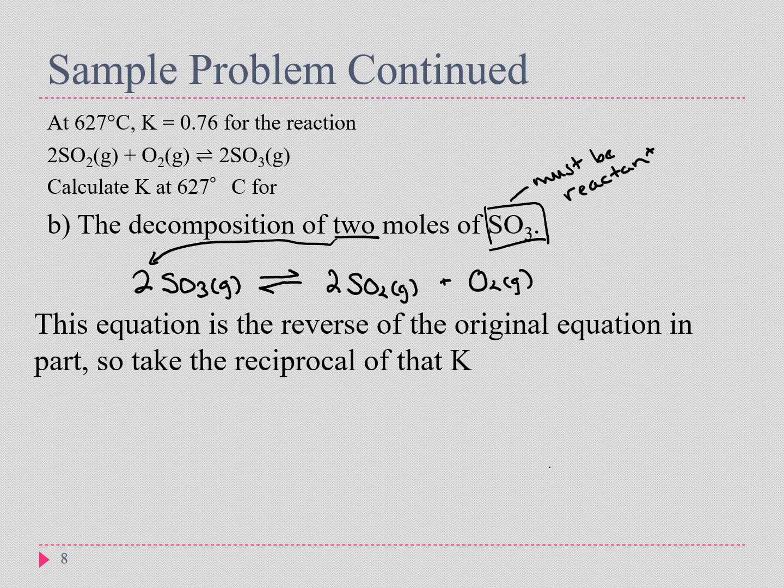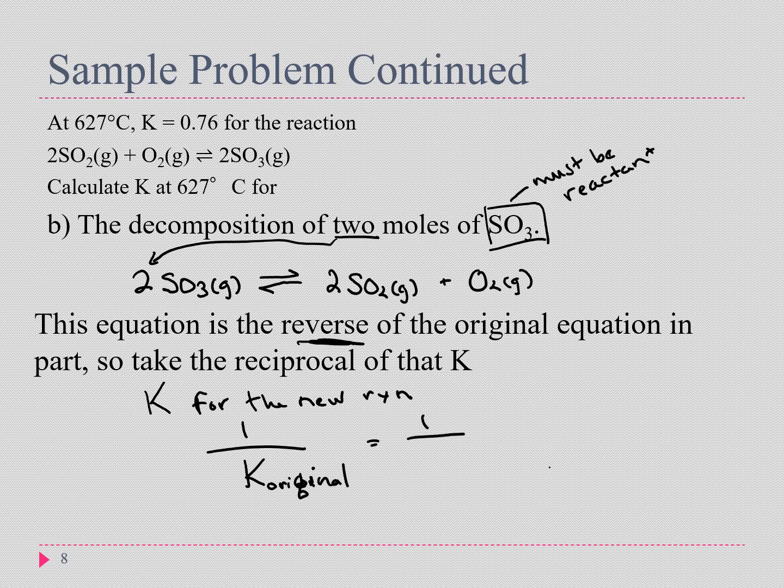All right, so this equation is the reverse of our original equation. And so in order for us to get the new K, K for the new reaction is 1 over K original. So 1 divided by our 0.76 will give us 1.3. And remember, again, these do not have any units, right? It's just 1.3.